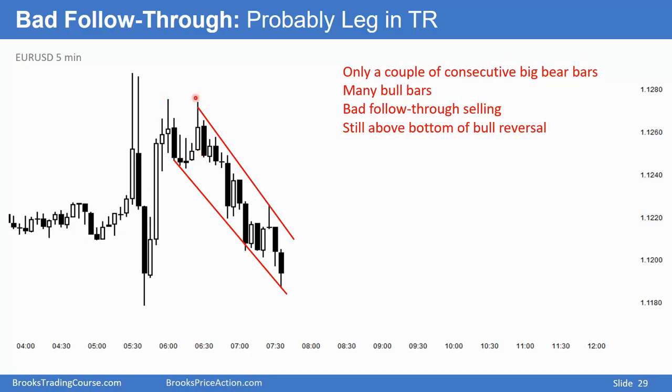For the bears, it's a small double top and a bigger double top and a lower high. Look at the reversal down. Big bear bar, bad follow through. A pair of bear bars and then a bull bar, and then a doji, tails on the bottoms of these bars.